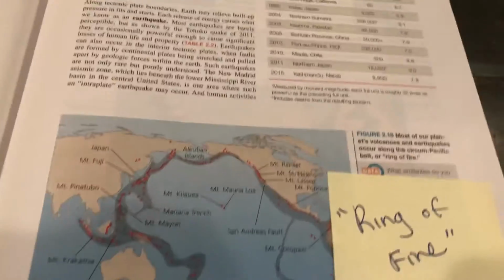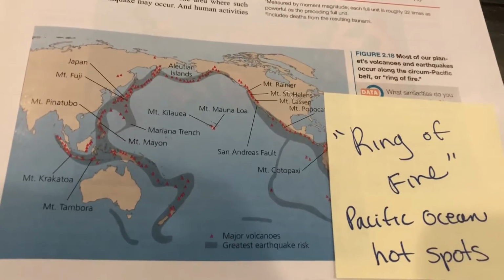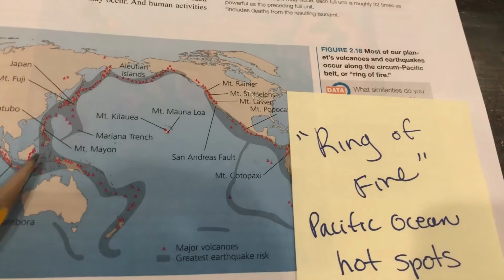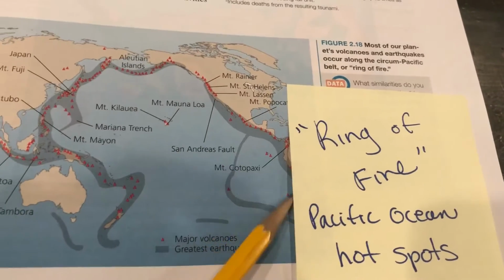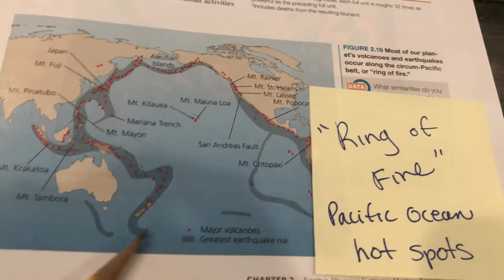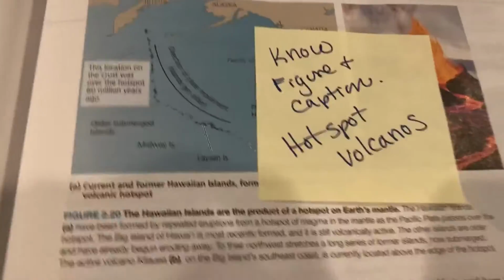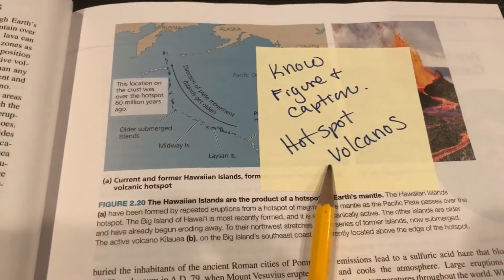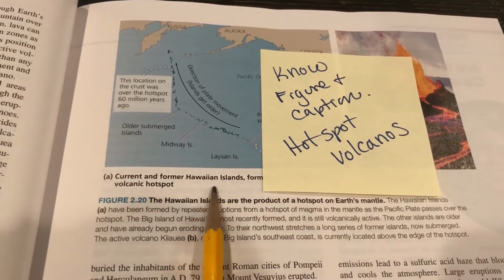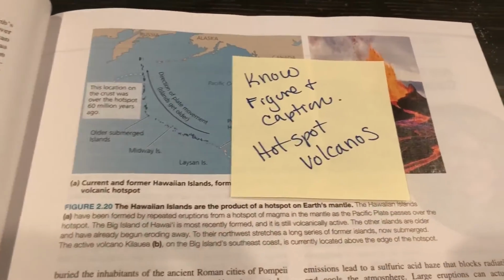Okay, ring of fire, real quick. This is where your hot spots are in the Pacific Ocean. For the most part, these are where all of your volcanic eruptions are located, and a lot of earthquakes happen around here too. So it's a cool little ring of fire thing. Make sure you understand all that. And then hot spots. Hawaii is most famous for hot spots. This is where a lot of your volcanoes are located, and we'll talk more about that in class, but make sure you know this figure and the caption.